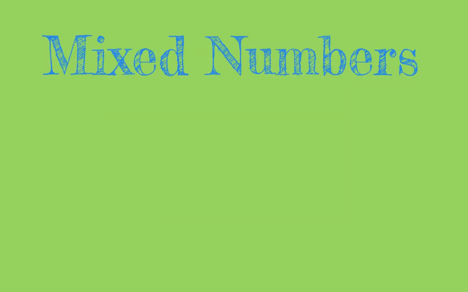I'm going to talk a little bit about mixed numbers. Mixed numbers are where we have a whole number and a fraction, and they have a little bit of a different rule that goes with them when we multiply and divide. So this is a mixed number. It's got a 2 and a half, so a whole number and a fraction.